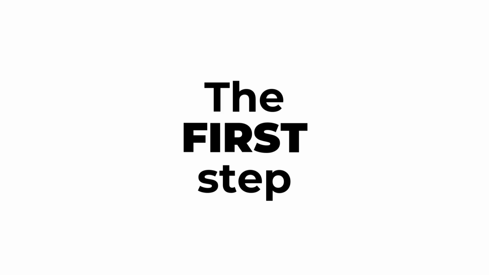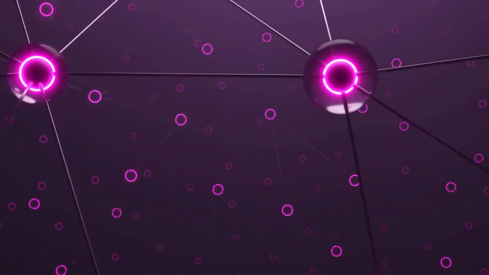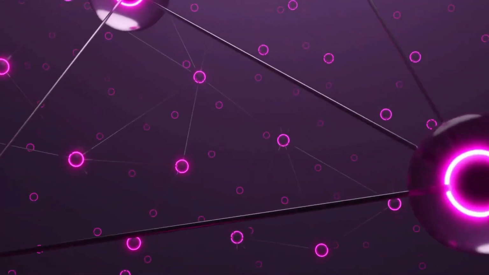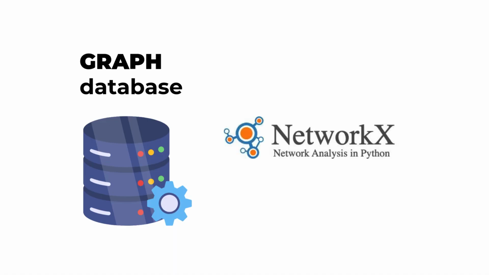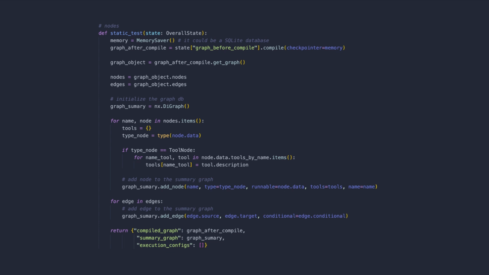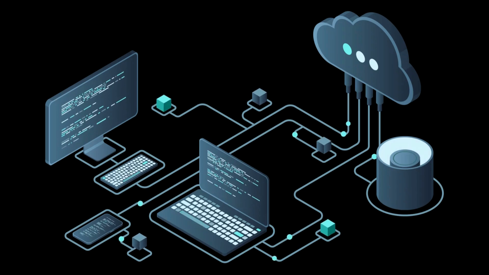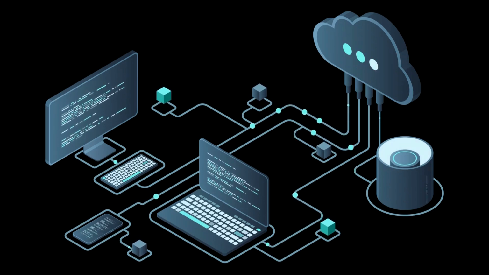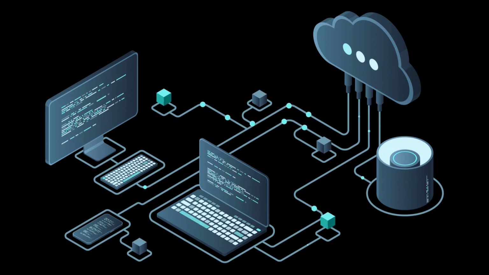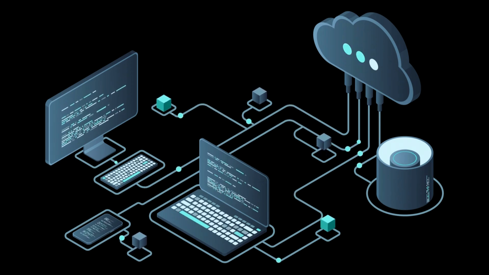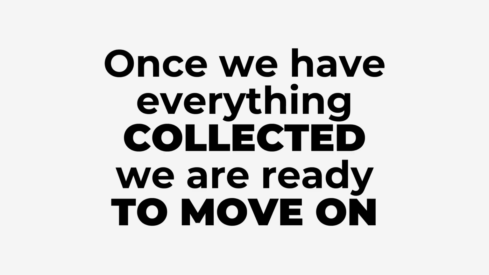The first step: traversing the graph, node by node, to pull out all the information it contains. We can store this information using a graph database like NetworkX in Python. Here's how it's done. A for loop through the graph to extract each node's information, including even the tools functions associated with it. Once we have all that mapped out, the next step is to execute the graph using the input which the users provided. This lets us gather input and output data for each node, which will be crucial for creating test cases. Once we have everything collected, we're ready to move on.